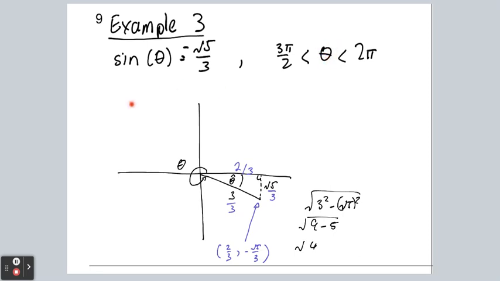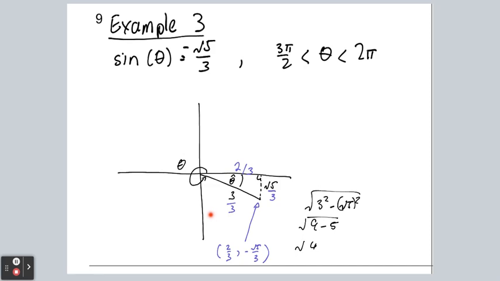Theta, remember, this is sine theta here. This is not the end. We're not done. This is just step 1. Step 1 is, what does theta look like? If theta is between 3 pi on 2 and 2 pi, it's going to be between here and here. So that's why theta is a 4th quadrant angle.